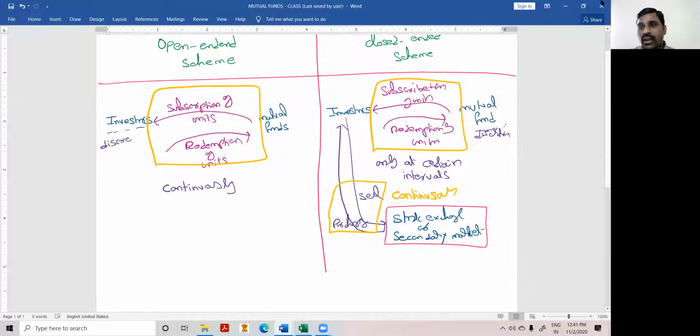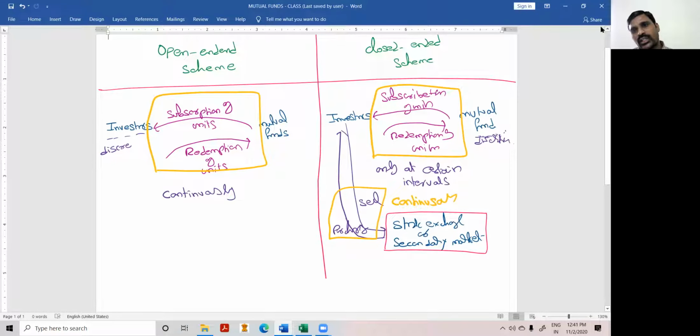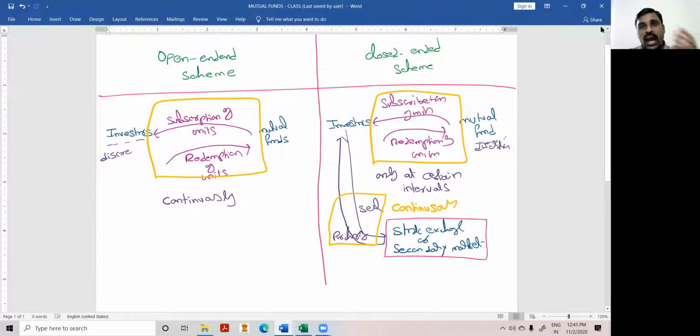So in both the cases, you can purchase the units and you can redeem the units. But when and where is important. At certain intervals, whenever the fund issues, you can directly purchase from the fund. Whenever the fund decides to repurchase, you can directly redeem to the fund. During the intermediate period, when the fund is not making any new issues, if you want to purchase, you have to go to the market. Whenever the fund is not repurchasing, if you want to sell, you have to go to the secondary market.